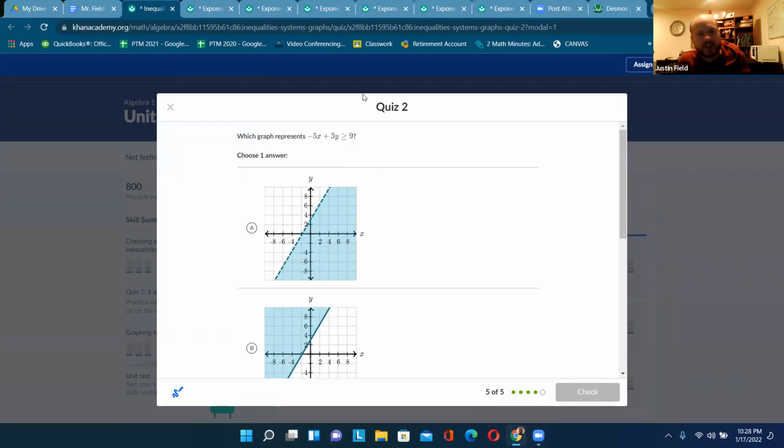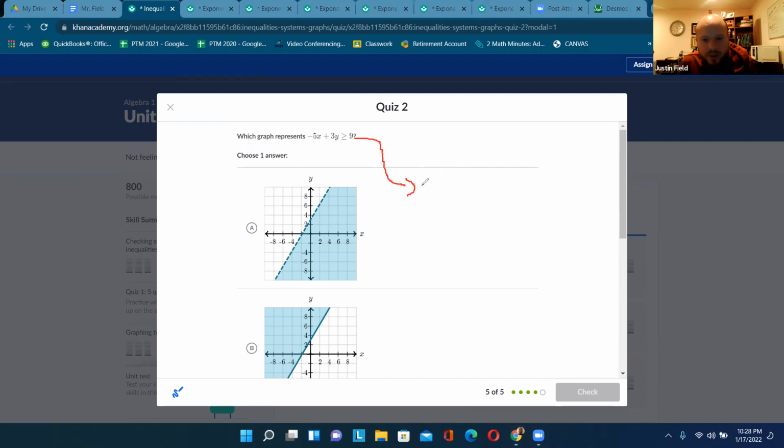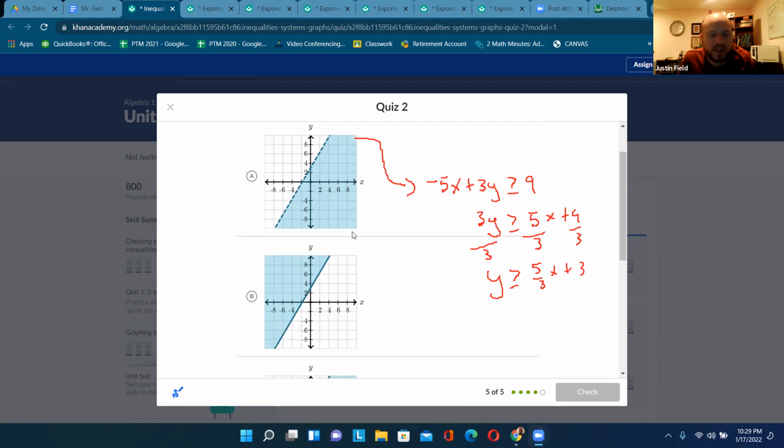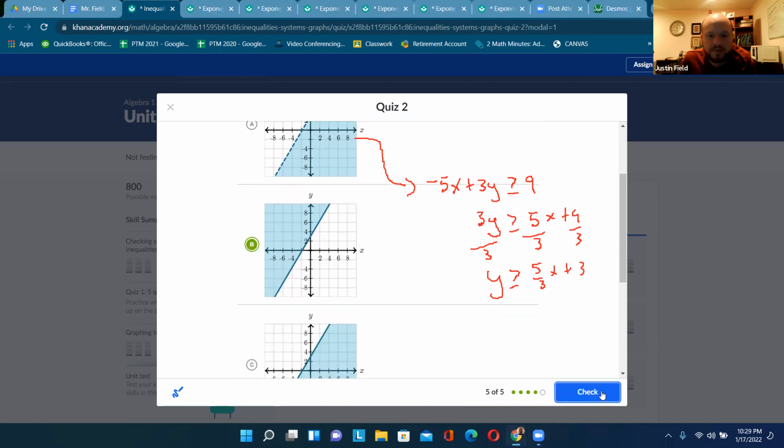Which graph represents, all right now. See this one? It's tricky. Because you've got to put it in slope-intercept form. Otherwise you could accidentally mess up the negative. All right, I just think it's good practice. So we're going to put that 5x over on the other side. And we're going to divide everything by 3. And we get y is greater than or equal to. There's no flipping of the inequality. And so we're looking for shaded above with a solid line. Shaded above, solid line.